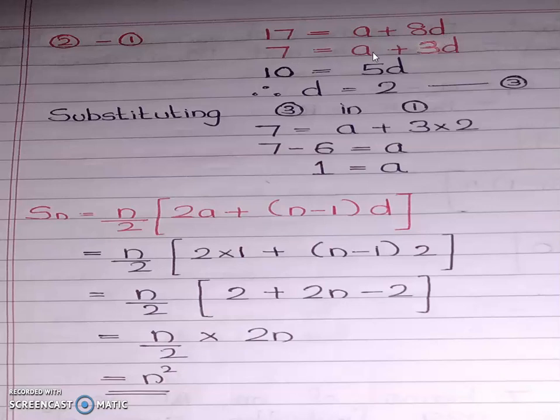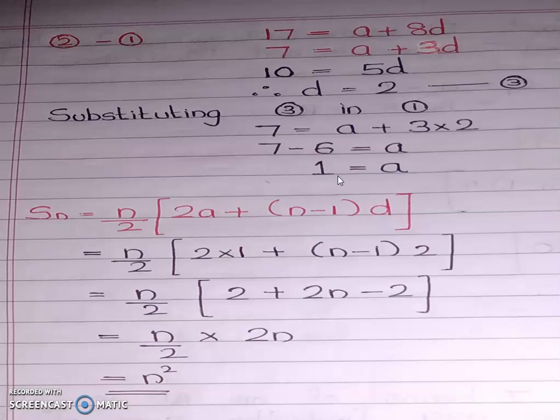7 is equal to a plus 3d. Two equations. Which is the easiest method to solve? Elimination method. I'll subtract. 17 minus 7 is equal to 10. a minus a equal to 0. 8d minus 3d equal to 5d. So what is d? Common difference you will get as 2. Substituting the value of common difference in either of the equations, you will get first term as 1.